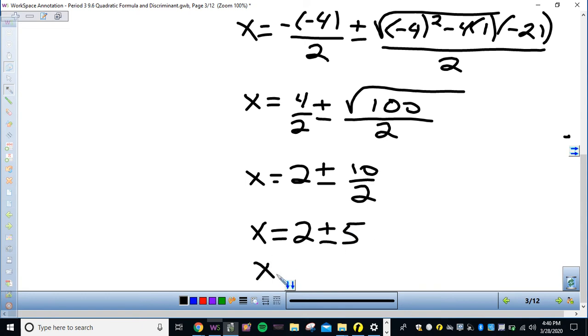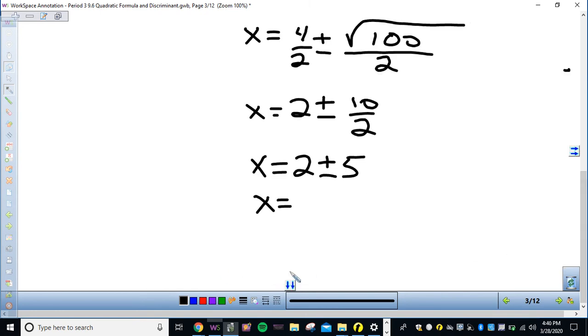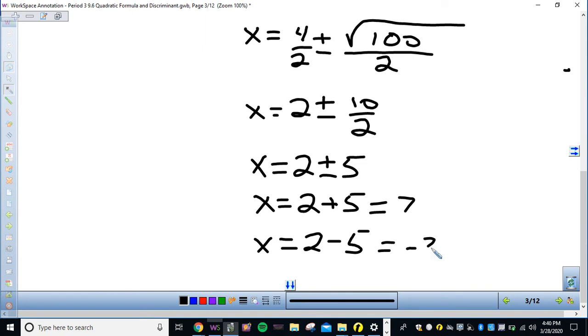So again, I'll write it out as 2 separate parts, and if you can just do that in your head, more power to you, go for it. I'm just going to show all the steps. So if we have 2 plus 5, that's 7. Our next, we're going to take care of this negative here. x equals 2 minus 5, which equals negative 3. So what does this all mean?